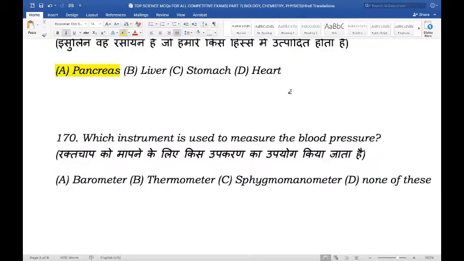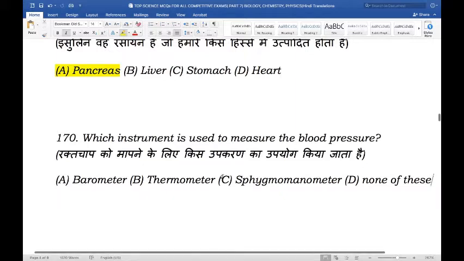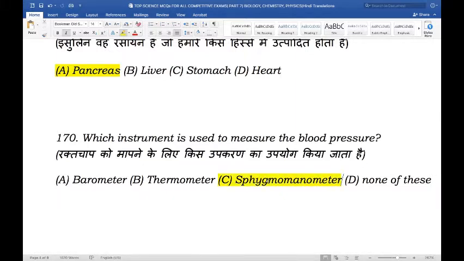The next question. Which instrument is used to measure blood pressure? Is it A, barometer, B, thermometer, C, sphygmomanometer, or D, none of these? So which instrument is used to measure blood pressure? If you remember from my previous video, a barometer is used to measure atmospheric pressure, and a thermometer is used to measure temperature. So this will eliminate these two options, making C the correct option.